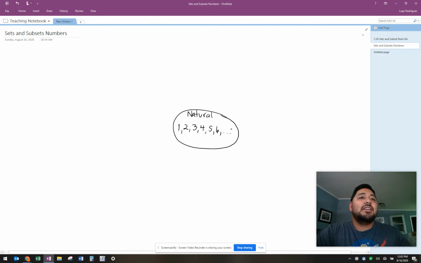I can even say the number 3,124 is also a natural number. These are numbers that are positive. They don't have any decimals, and they're positive. That's it. These are also called counting numbers. So you can call them either one of those, natural or counting numbers.